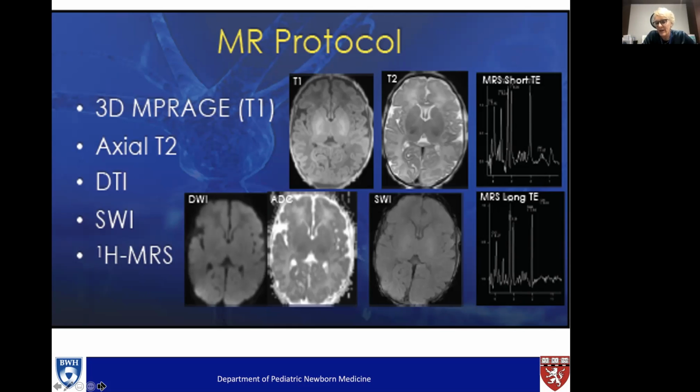So if you see blurry images come up like that, either the baby's moved, which isn't ideal, or these are so-called diffusion weighted images. And the way we acquire the raw data is called a diffusion weighted image. That's one you see on the left. And what we're looking for injury in is any area that's bright white.